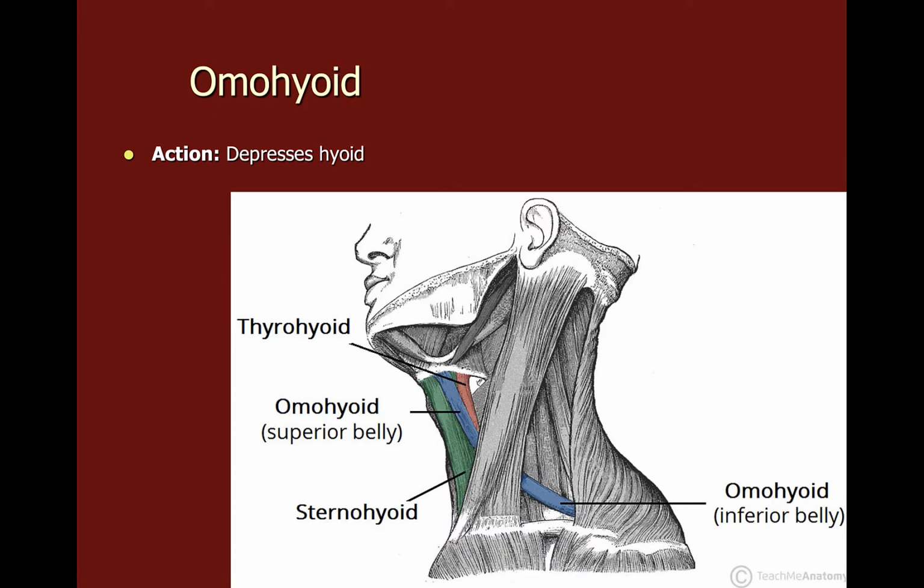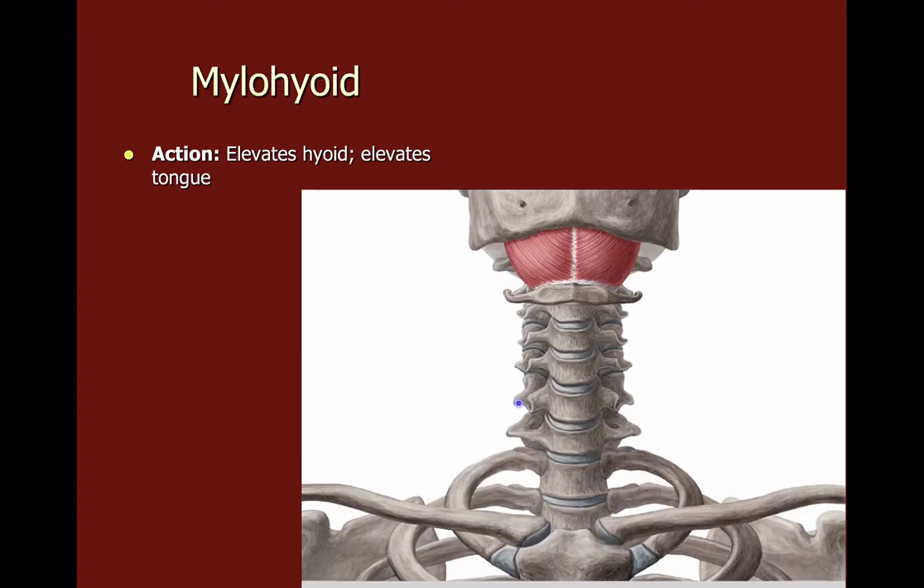Our omohyoid, we can see is this blue muscle attached to our hyoid coming down here, and we have an inferior and a superior belly. You don't need to worry about that, but this is depressing our hyoid. Then we have our mylohyoid, and this is going to elevate our hyoid bone here, and it also helps to elevate our tongue. Now, moving into the head, this is where it gets a little bit more complex.